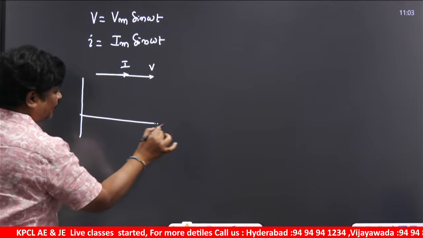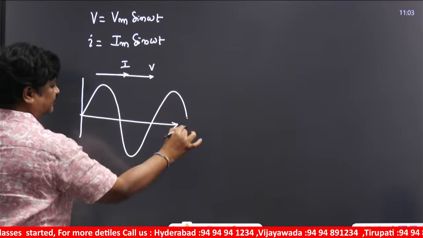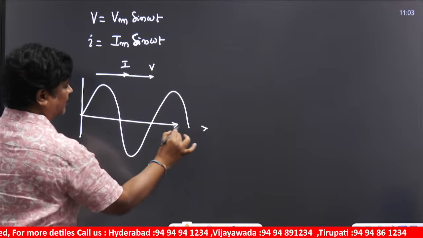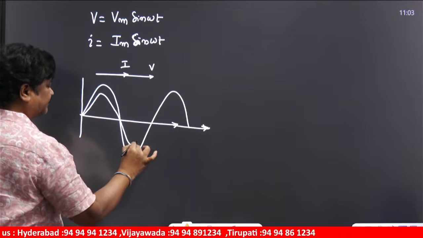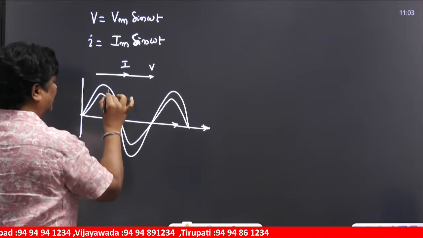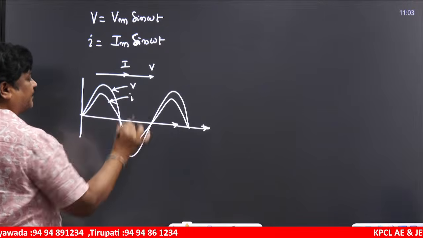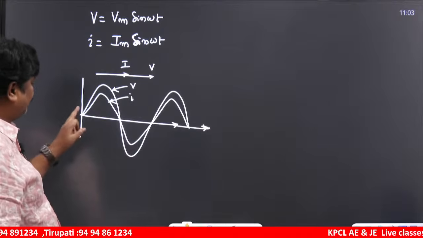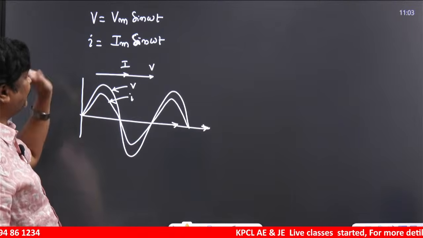Suppose if you want to represent it in sinusoidal waves, the sinusoidal wave is like this. It is the voltage V, this one is the current I. V and I in a resistor are in phase.